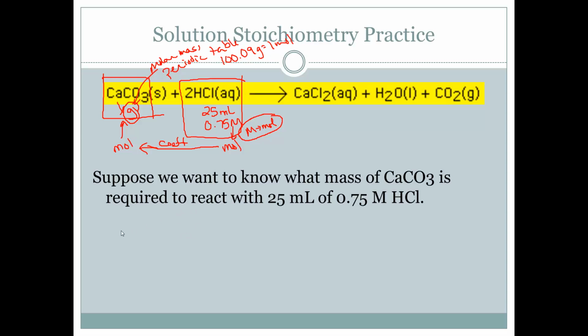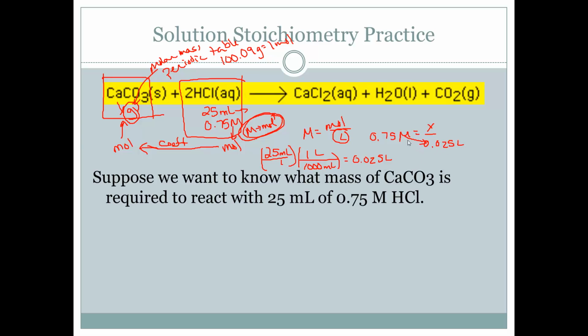Alright, so let's do this part first. Let's do the molarity first. Molarity is equal to moles over liters. We have 0.75 molar is equal to X over, this is 25 milliliters. We need to convert the milliliters to liters before we can go on. We do that by dividing by 1,000. There's 1,000 milliliters in 1 liter. Because of this being in liters, I have to convert that first. 0.025 liters goes on the bottom.